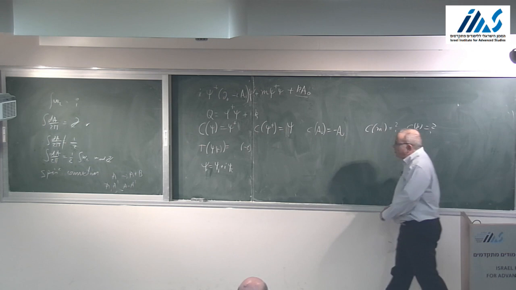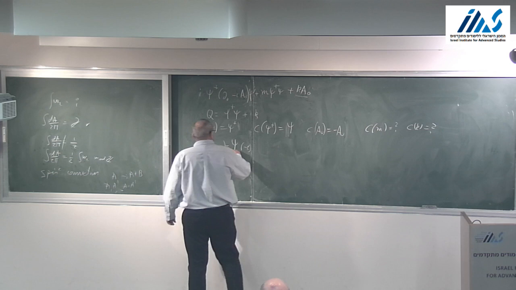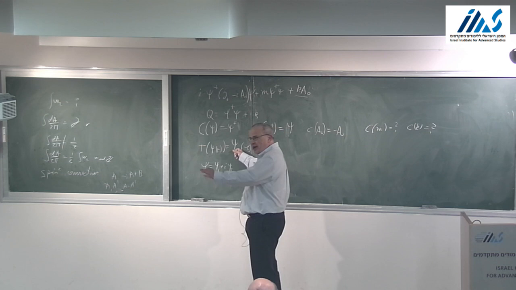So what should I write here? Should I write psi or psi dagger? I could actually write whatever I want. So I'll make a choice calling it psi. So I made this choice, you made the opposite choice, which is equally valid. But what's the difference between us?